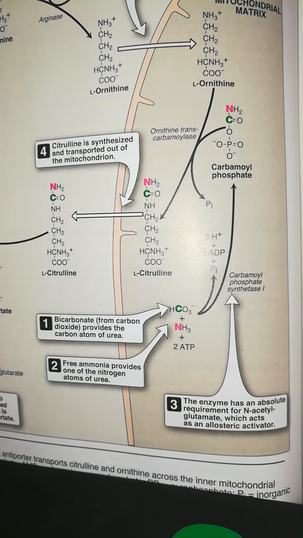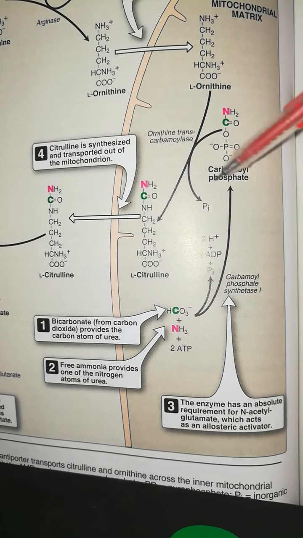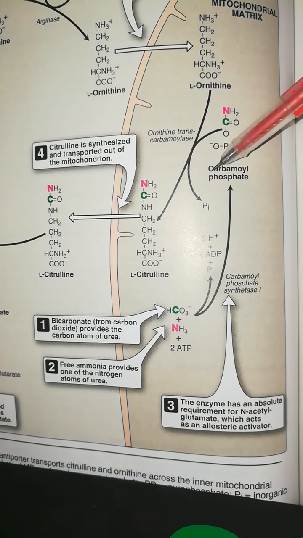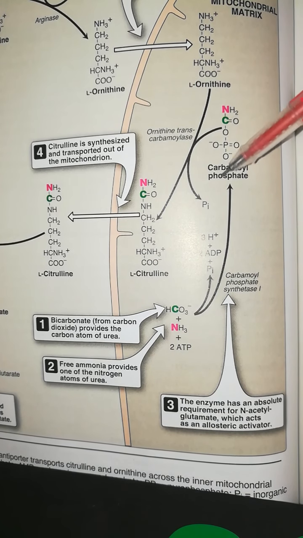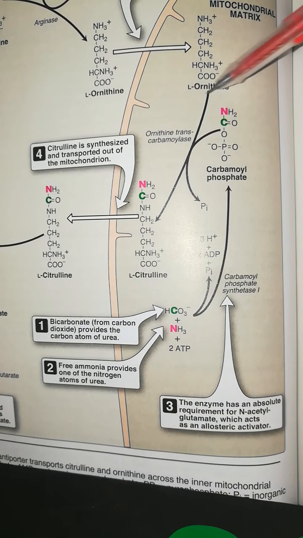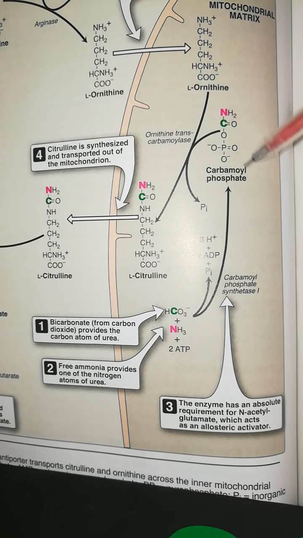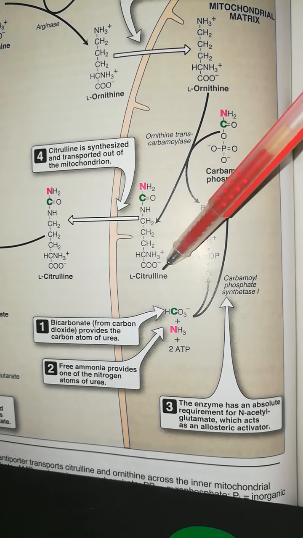Now this is the second lecture about the urea cycle. Up to this point, carbamyl phosphate, I discussed in the previous lecture how carbamyl phosphate is synthesized. Now carbamyl phosphate is condensed with this ornithine, and ultimately citrulline is formed.